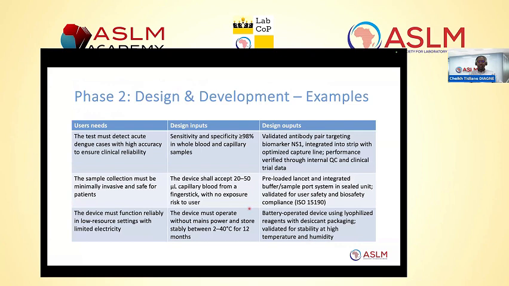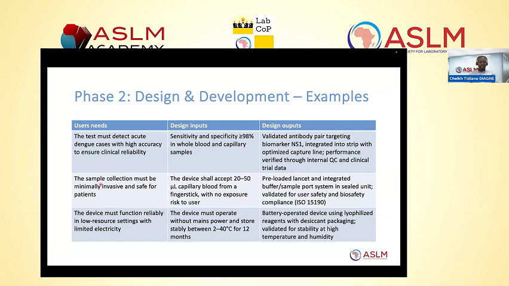Now, some examples of user needs, design inputs, and design outputs. First, user need, probably this is just an example. Your dengue test must detect acute dengue cases with high accuracy to ensure clinical reliability. Your design inputs can be the sensitivity and specificity will be superior to or equal to 98% in whole blood and capillary samples. And your design outputs will be a validated antibody pair targeting your biomarker NS1, integrated into a strip with an optimized capture line. And here you will verify it by performing internal quality control and running a clinical trial.